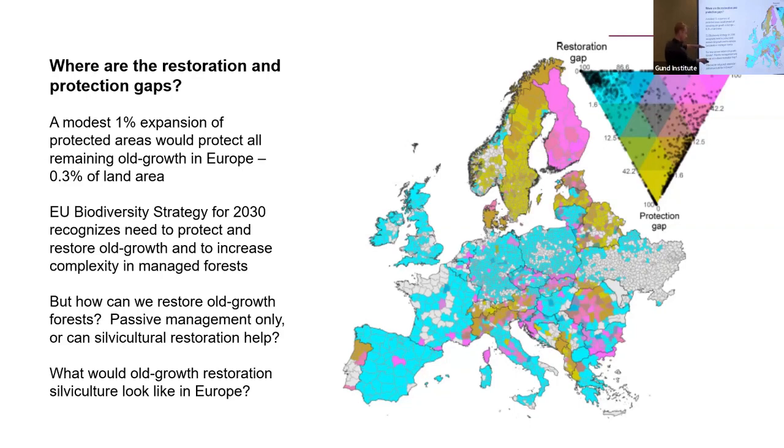But we're still faced with this question. So how do we actually restore old forests? It's one thing to say, yeah, there's an opportunity, but how do you actually do it? And it's the same question that we're debating in North America. Should we rely entirely on passive management, so setting aside wilderness areas and wildland areas, or is there a role for active restoration in some places as well, using silviculture to accelerate forest development, like I said at the beginning, leading to that old growth condition? My opinion has always been we can use some of both. These are complementary approaches. We don't need a one-size-fits-all solution.